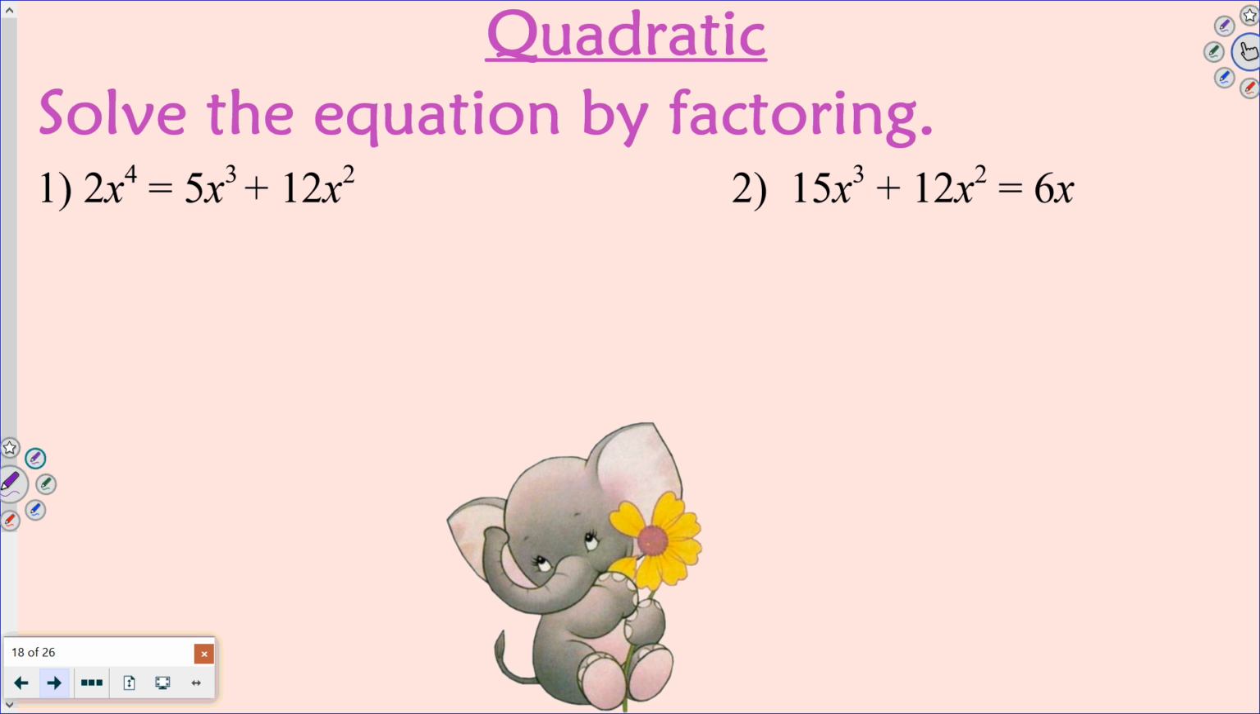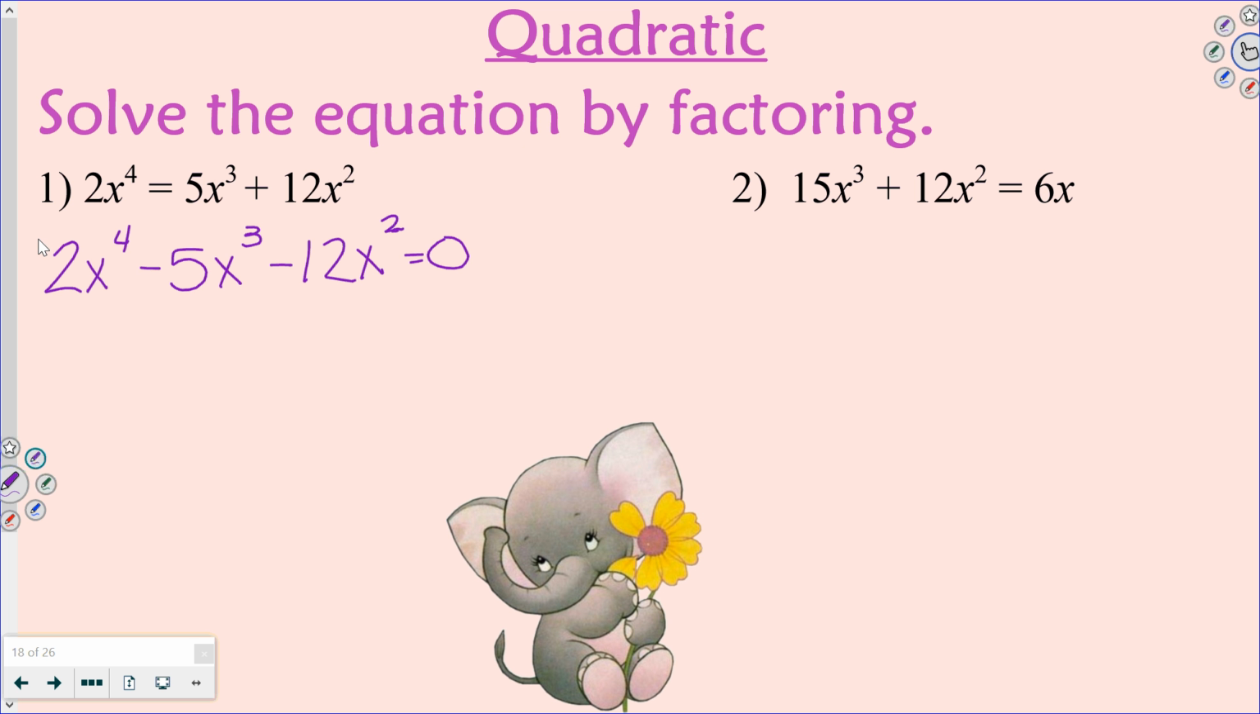So solve the equation by factoring. Now we have that equal sign that comes into play. Remember on Friday we talked about, can't I just move everything? I'm like, move it where? There wasn't an equal sign. Now we have that, so we'll go ahead and set it equal to 0. So 2x to the 4th, I'm going to move it over as minus 5x cubed minus 12x squared equals 0.